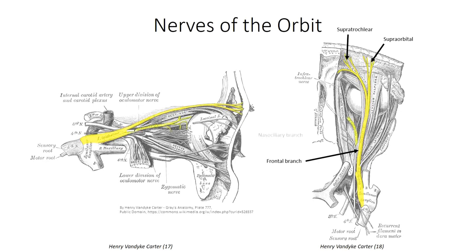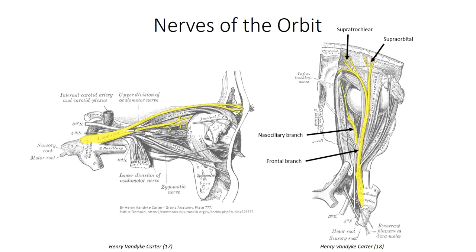Deeper within the orbit is the nasociliary branch. This gives off numerous branches to the eye itself that provide general sensation for the eye, such as pressure and pain. The nasociliary branch deviates medially as it runs anteriorly.